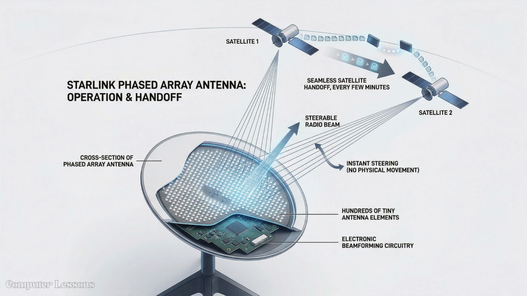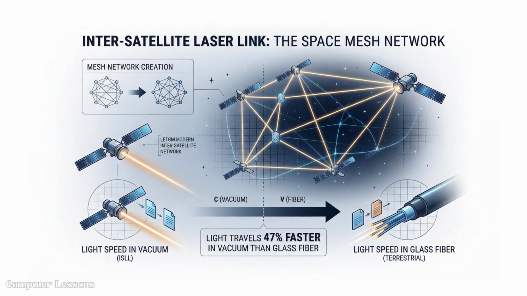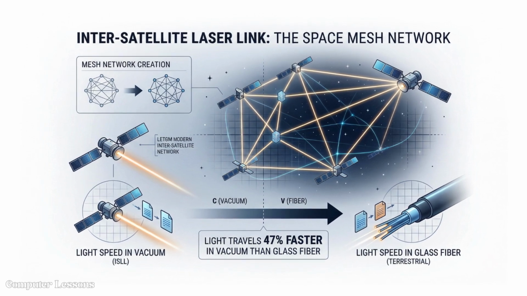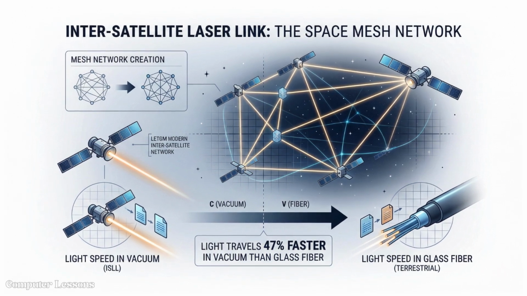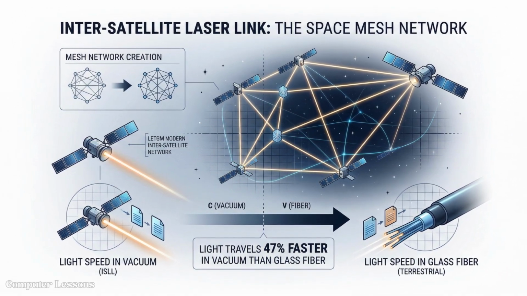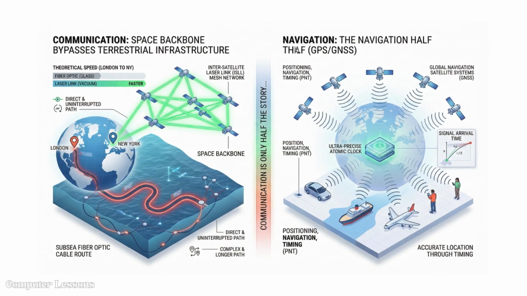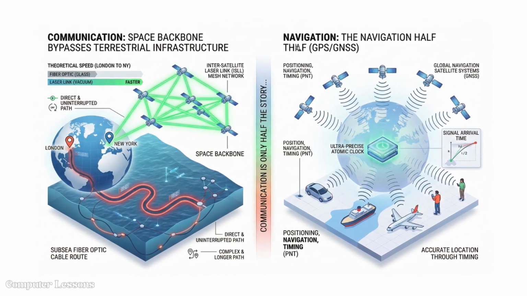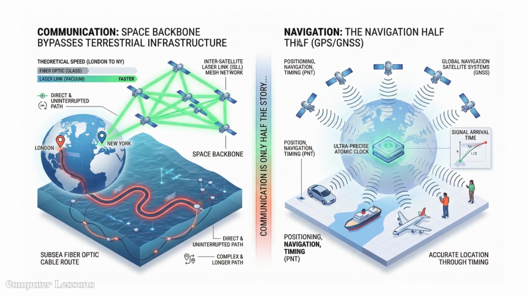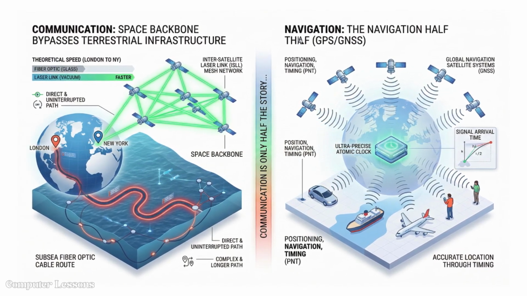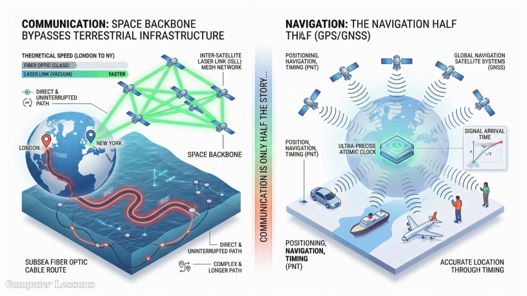The most advanced feature of these new constellations is the inter-satellite laser link. Satellites shoot lasers at each other in the vacuum of space to create a mesh network. Crucially, light travels about 47% faster in a vacuum than it does in glass fiber. This means that for long distances, like London to New York, a laser link in space can theoretically be faster than a fiber optic cable under the ocean. We are building a backbone in the sky that bypasses the terrestrial infrastructure entirely.